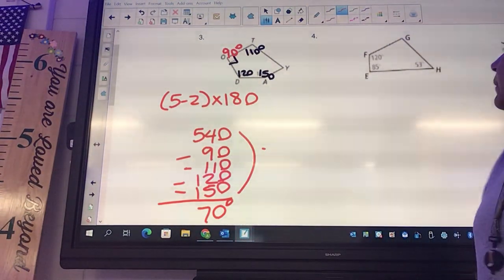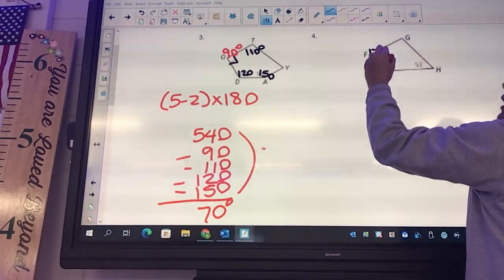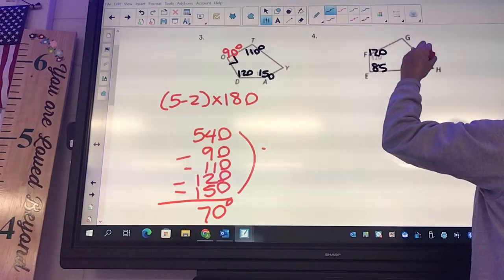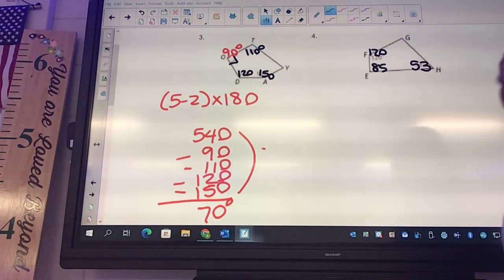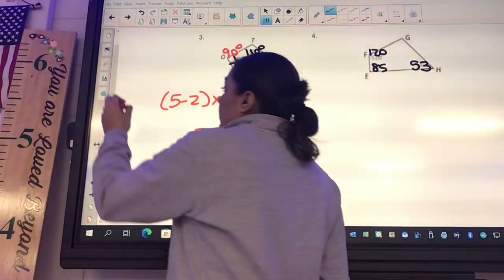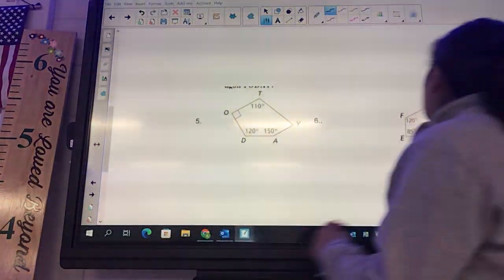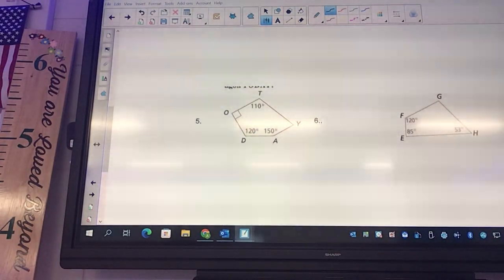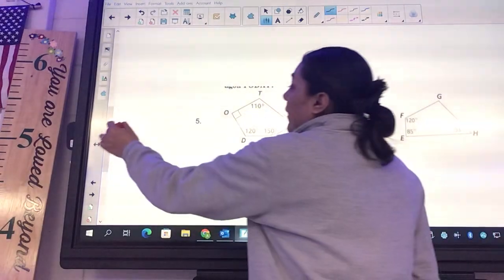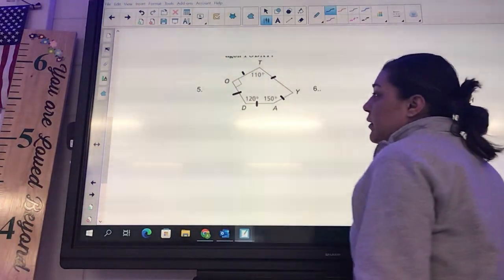What are the 3 numbers you got? This one says 120, 85, 53. Can you see this one or this one? You can see them both on your paper? Yeah. The numbers? Okay, so on this one, we got 1, 2, 3, 4, 5 sides.